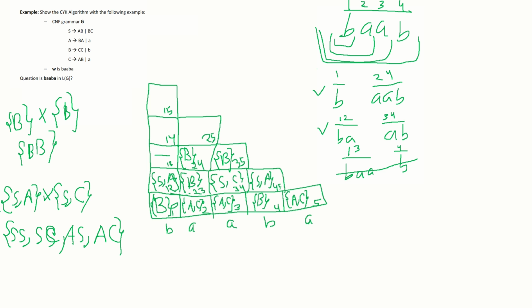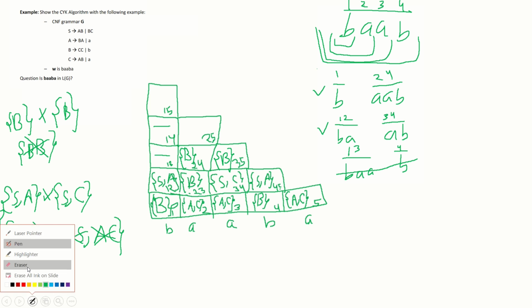BB is not in my grammar, so BB is crossed out. Now check whether SS is in my grammar or not. SS is not in my grammar, so it is also crossed out. SC, this is also not in my grammar. AS, not in my grammar. AC, this is also not in my grammar. That means from position 1 to 4 can't be generated.